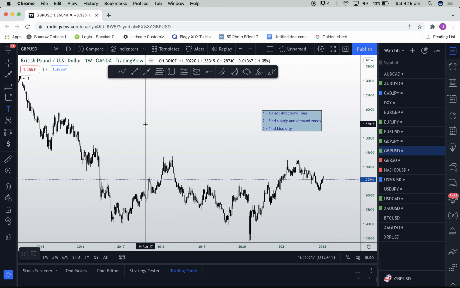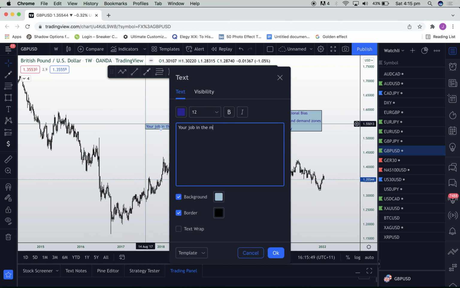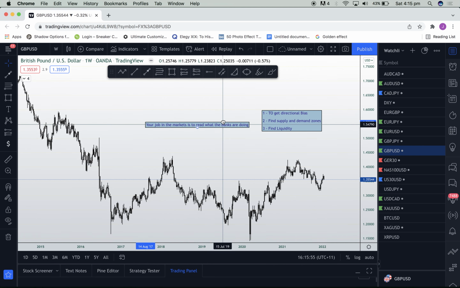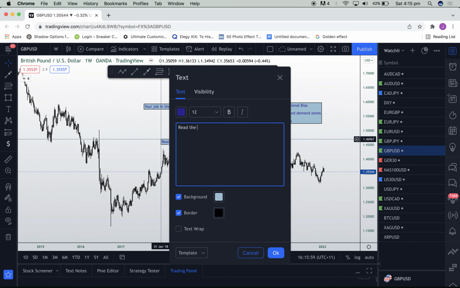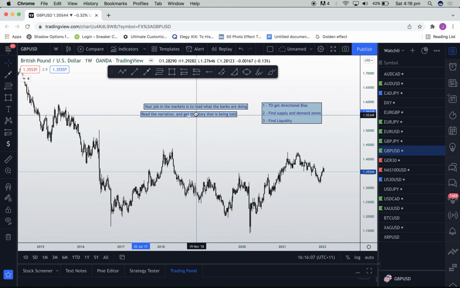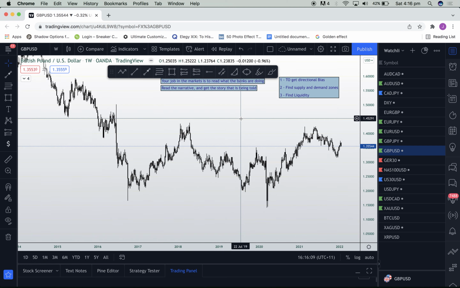Now, I want to write this as well here. Your job in the markets is to read what the banks are doing, right? That's all. Just read the story, right? Read the narrative and get the story that is being told, right? Let them write it for you and just trade it.